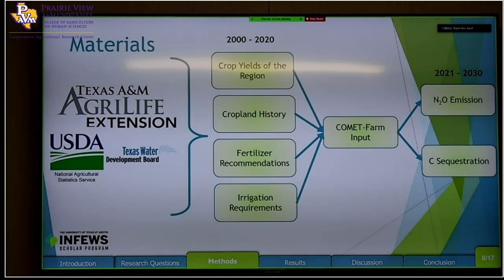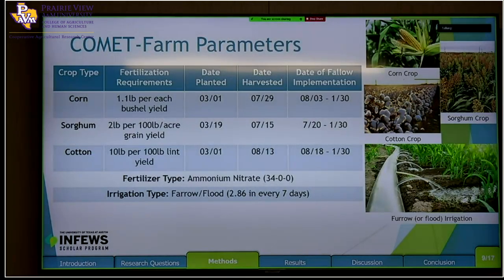And then Common Farm spits out all of these greenhouse gas emission calculations, but I'm specifically looking at, as I said before, N2O emission, which is nitrous oxide, and carbon sequestration. This is a little more in depth, showing exactly what was going on in my head while I was running the Common Farm tool. I used 3 different crop types because they were the 3 major crop types in the Rio Grande Valley, as you will see in the previous figures.